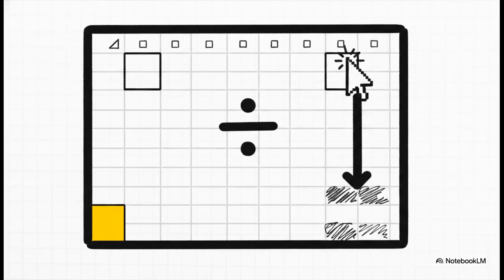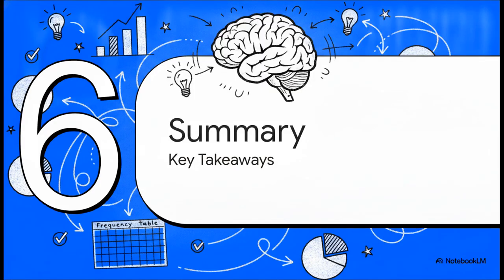Let's quickly connect this back to our digital lab. In Google Sheets, you just create a simple new column, type a simple division formula, click your frequency cell, divide it by the grand total, and hit enter. Then just drag that formula down the column. Instantly, आपके पास एक perfectly standardized relative frequency table ready है. Section 6. Summary and Key Takeaways.